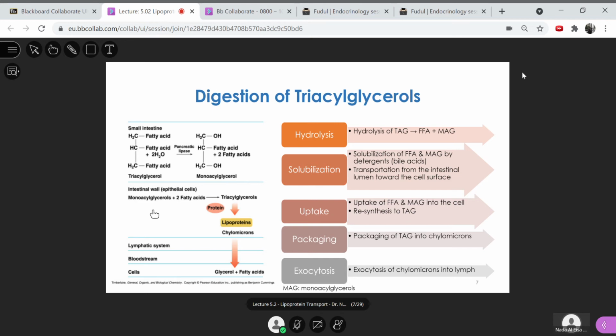And then within the epithelial cells of the intestine, they are reassembled again into triacylglycerols and then packaged into chylomicrons in order to be excreted out of the intestine into the lymphatic system and into the bloodstream, where it can circulate and reach the target tissues where these triacylglycerols are needed.